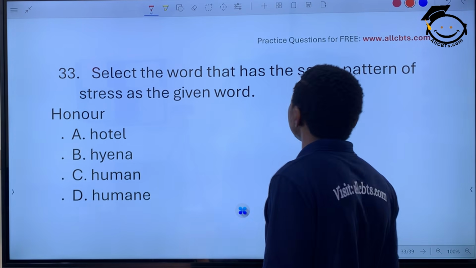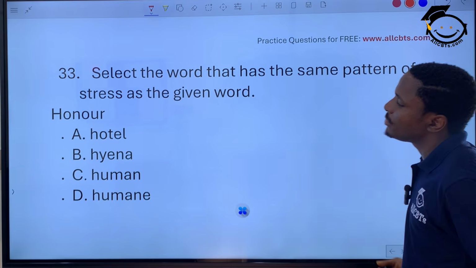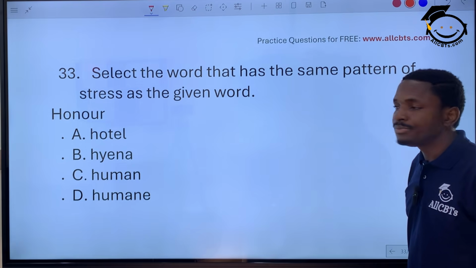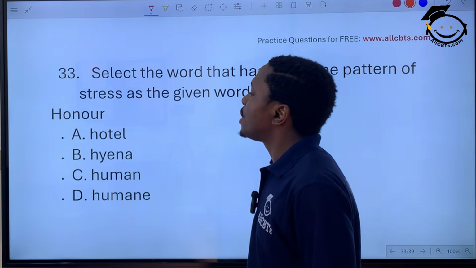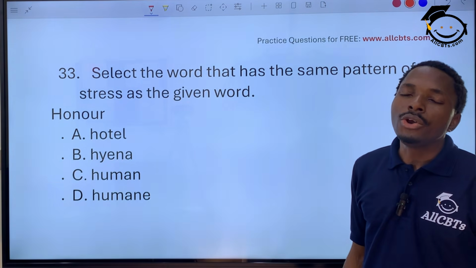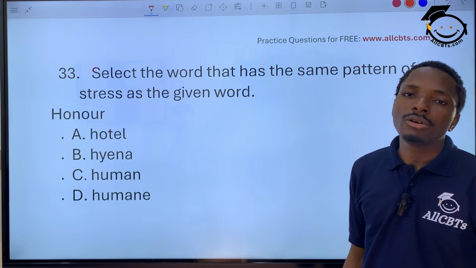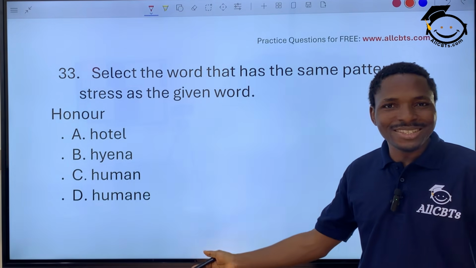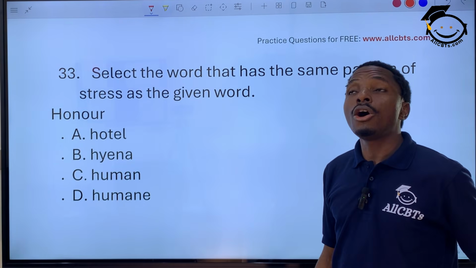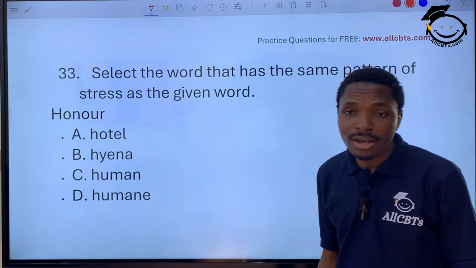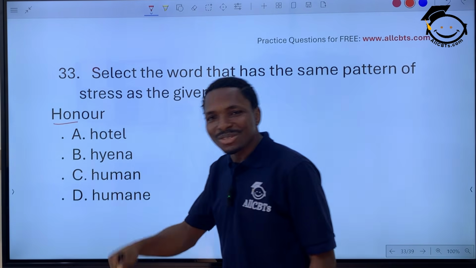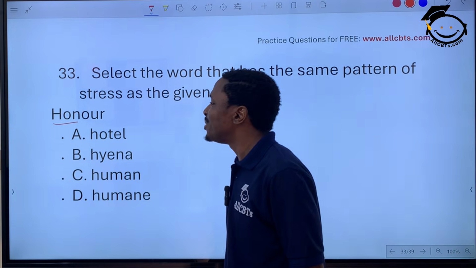Next. Select the word that has the same pattern of stress as the given word. Honor. So where is the stress on honor? It's two syllables, so you have honor or honor. Where is the stress? The first one makes better sense. I honor you, sir. So the stress is on the first syllable of honor.